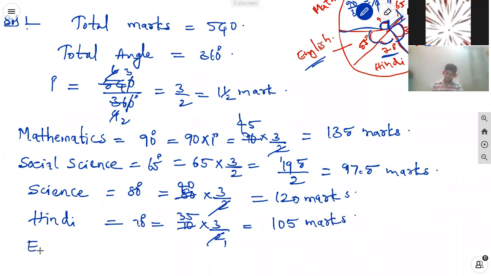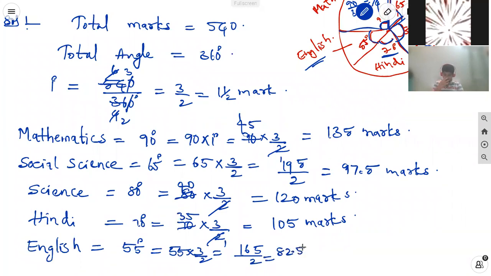Next, English. English equal to 55 degrees. That is equal to 55 into 3 by 2. Equal to 3 5s are 15, 1, 15. 165 by 2, it is equal to 82.5.